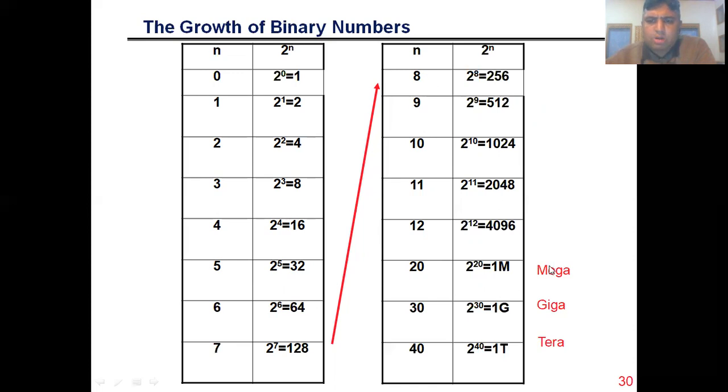These are the growth of binary numbers. The most common units which you use: 2 raised to power 20 is 1 mega, 2 raised to power 30 is 1 giga, and 2 raised to power 40 is 1 tera. These are the growth of binary numbers.